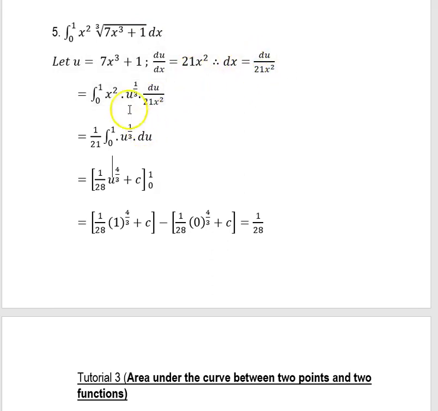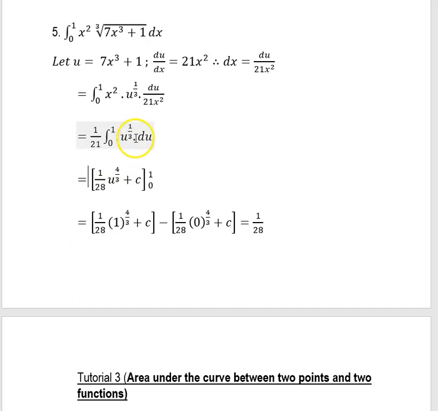At this point, you cancel out the x squared. We will be left with this 1 over that. So I remove 1 over 21 because it's a constant. I'll now only be integrating that. If I integrate u to the power of 1/3, it's going to give me u to the power of 4 over 3. Divide that by 4 over 3, it becomes 1 over 28.